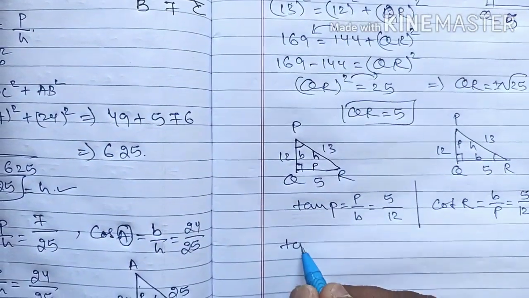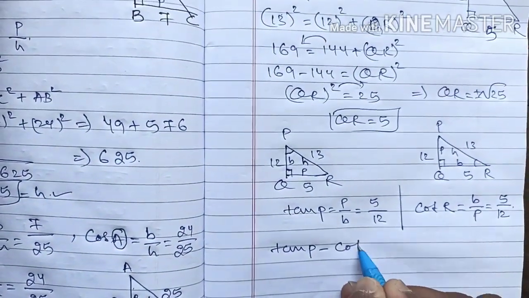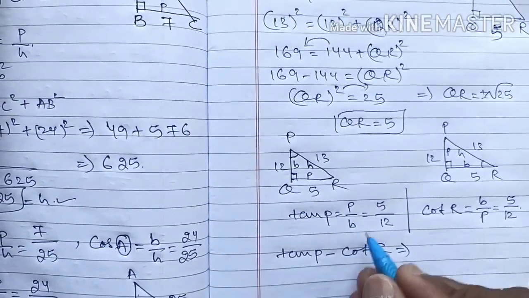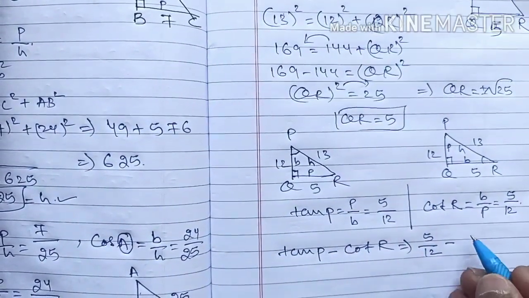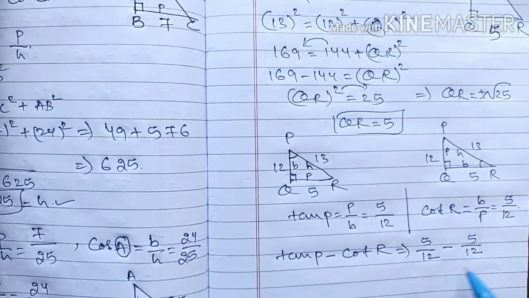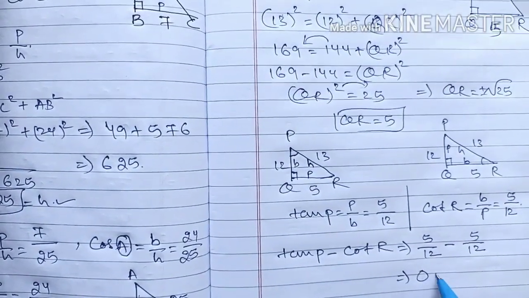So what we have to find out? Tan P minus cot R. Tan P, how much did we get? 5 by 12. Just substitute the value, minus cot R, 5 by 12. 5 by 12 minus 5 by 12 is 0.